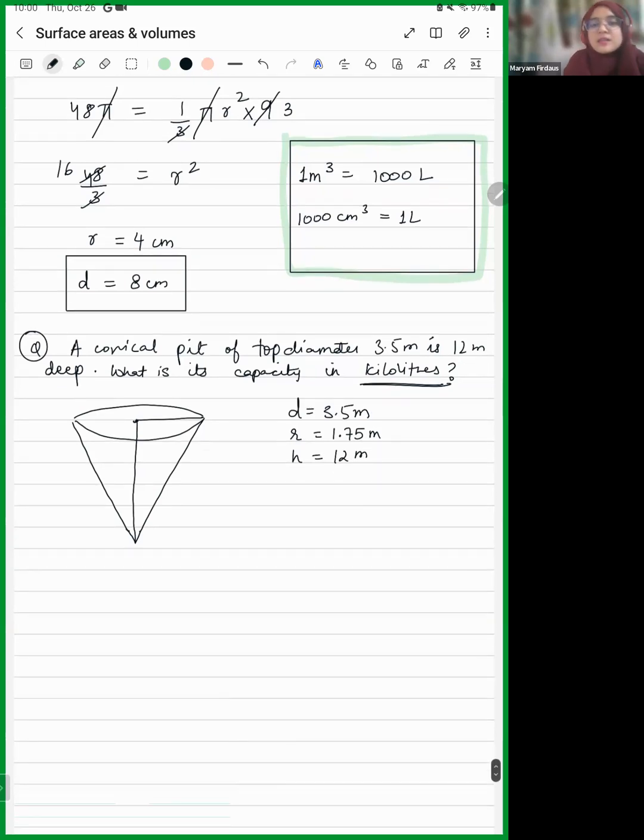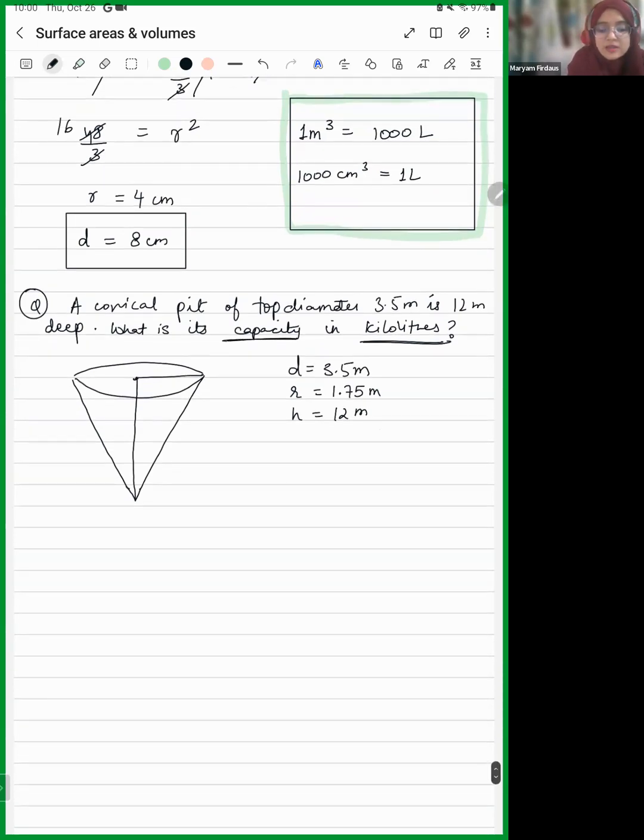What is its capacity in kiloliters? So we will come to the kiloliters part in a bit. First, let's find out the capacity or the volume. So volume will be how much? 1 by 3 pi r square h. Okay. Next. Abdul Jabbar, what do we do next?